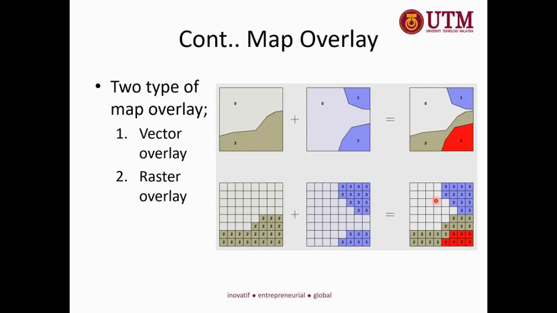Same goes in raster, but they're using the pixel value. So this area is number 3, this is area number 2, and then this area is a combination of area number 3 and also number 2, so we give you a value of number 5.